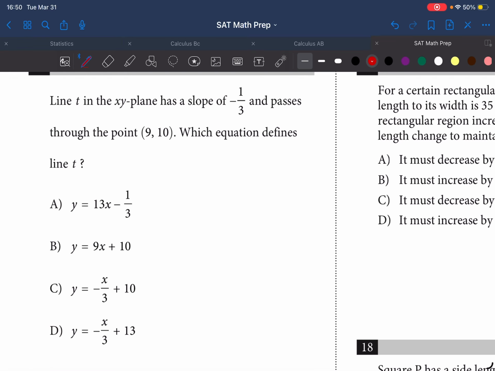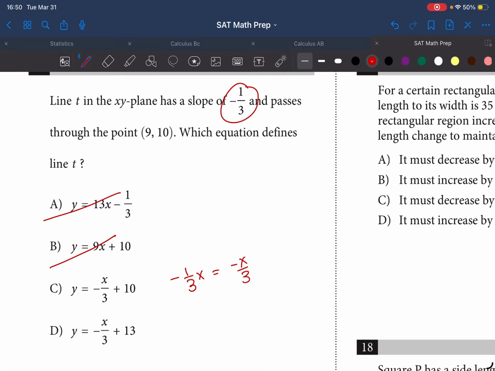Okay, the next example says line T in the xy plane has a slope of negative 1/3 and passes through the point 9, 10. Which equation defines the line T? So this value right here, that negative 1/3, is the slope, which means that should be the number next to x. So it can't be A, it can't be B, and that leaves me with C and D. So remember, negative 1/3 x is the same as saying negative x over 3. Okay, this just combined it into one fraction. So far C and D are good.